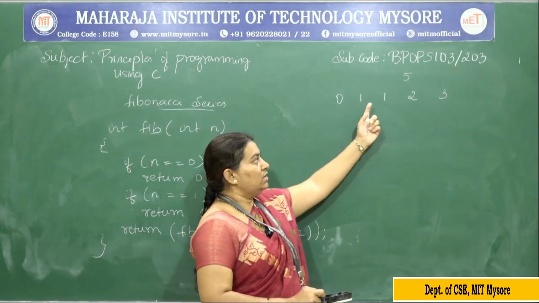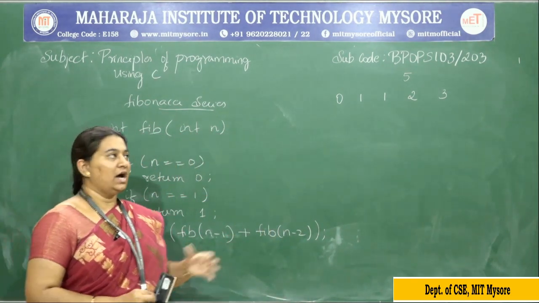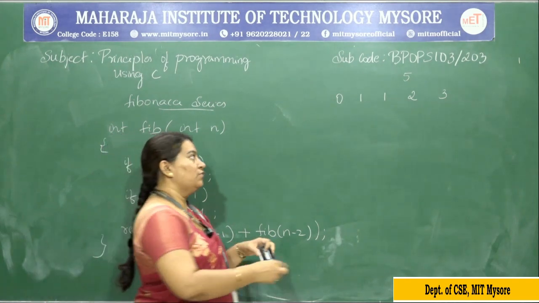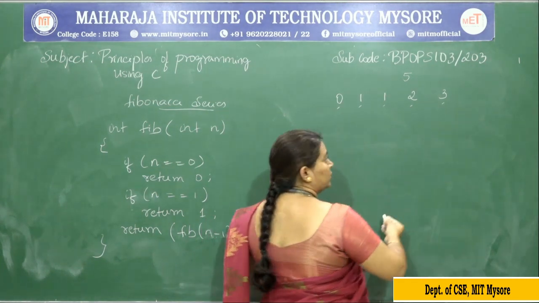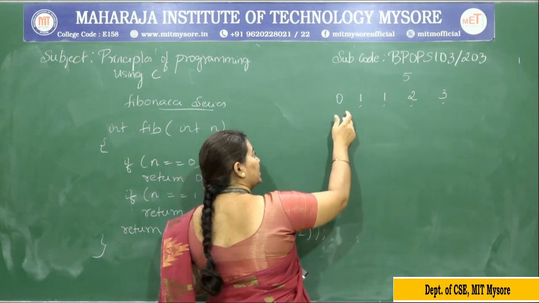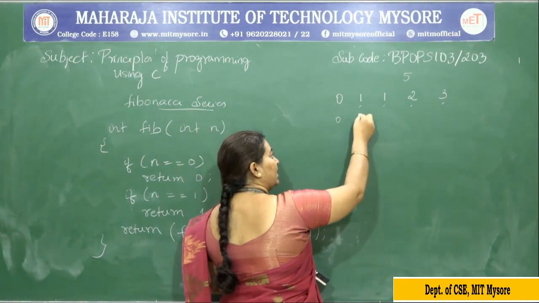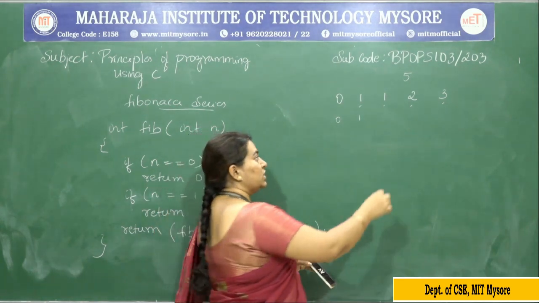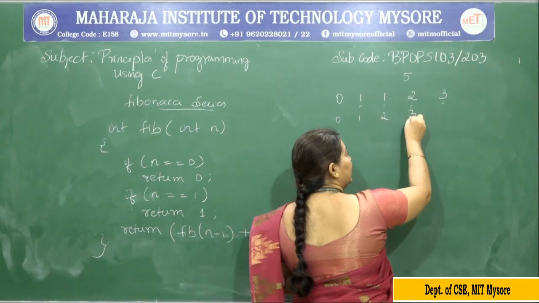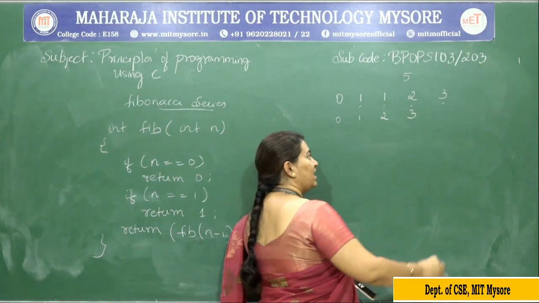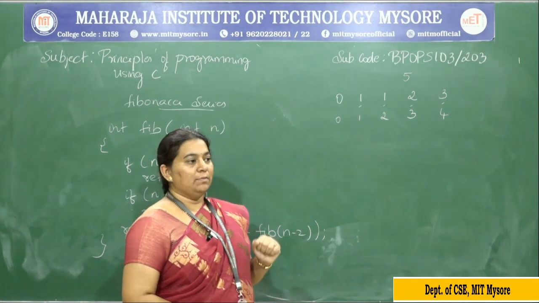So that is 0, 1, 1, 2 and 3. So how to get this? In your main function, I have to call a function for 0, 1, 2, 3 and 4. So if I give a value as 0, it has to return 0. When I give a value as 1, it has to return 1. If I give a value as 2, it has to return 2. If I give a value as 3, it has to return 2. If I give a value as 4, it has to return 3. So this is how I have to write it in my main function.